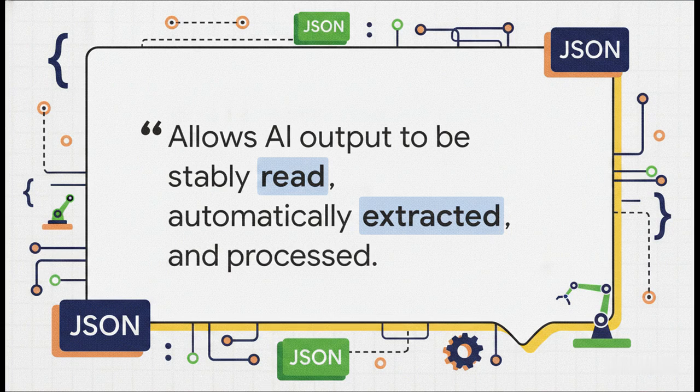This is the secret sauce to making AI actually do things for you rather than just chatting with you. By mandating a JSON output, you guarantee that the data can be stably read, automatically extracted, and seamlessly passed along to the very next step in your automated workflow. It basically turns AI from a fun conversationalist into a highly reliable machine operator.